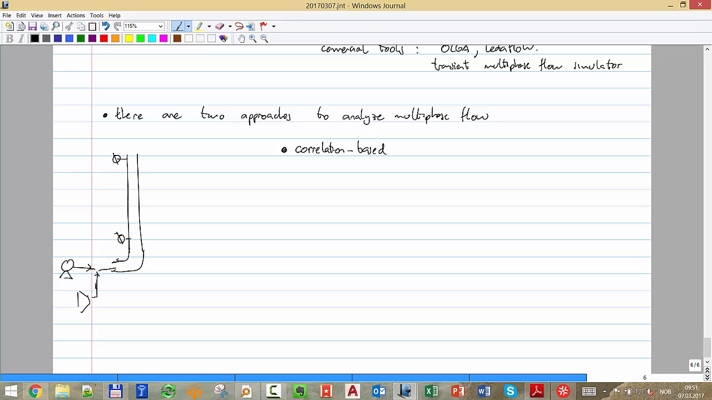You are exactly computing how much you are circulating, and you report the flow pattern and the delta P, and we will see later something else. But then they develop a correlation based on those measurements.